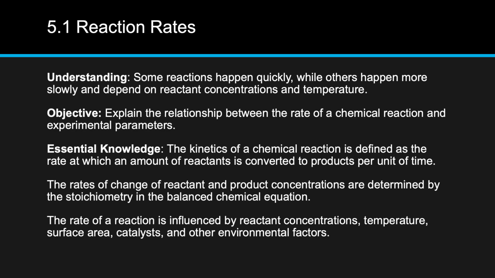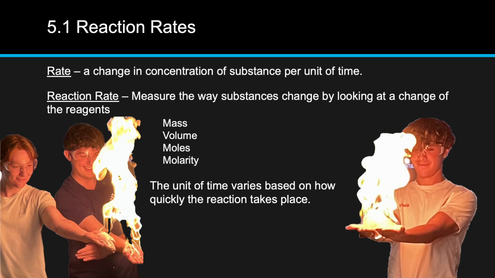Reaction rate is measured as an amount of reactant used up or product formed over time, and the balanced chemical equation helps us see how the amounts of each substance change as that reaction happens. So rate is simply a measure of how something changes over time. In chemistry, that change usually refers to concentration, so reaction rate tells us how fast reactants are being used up or products are being formed.